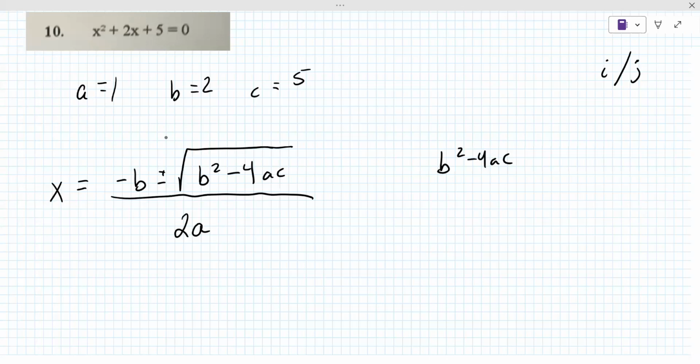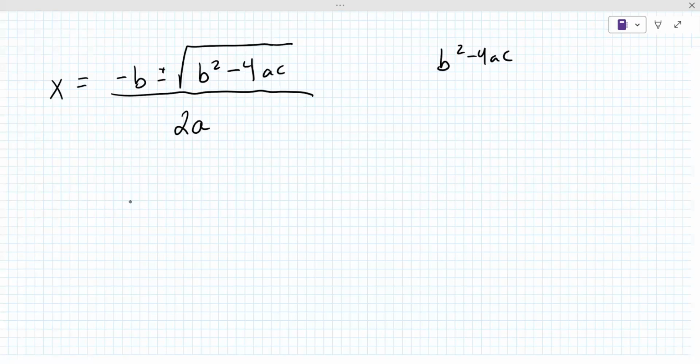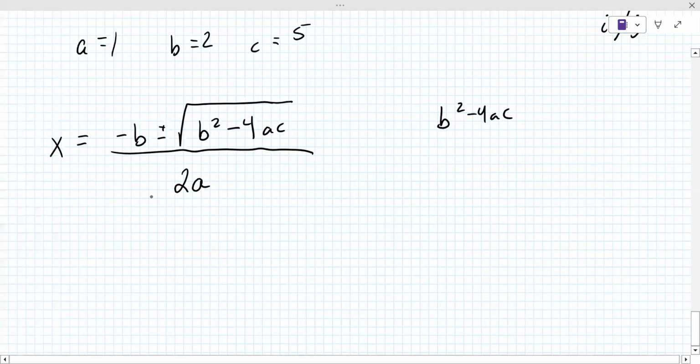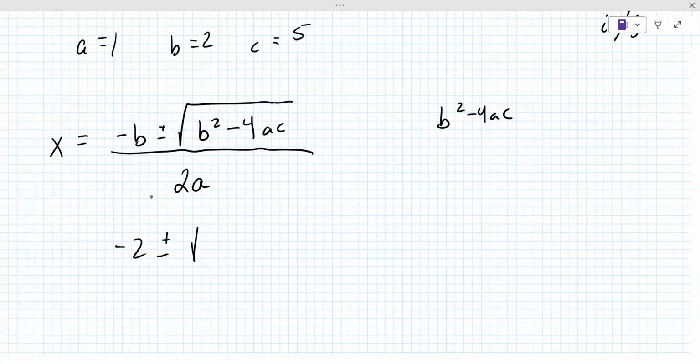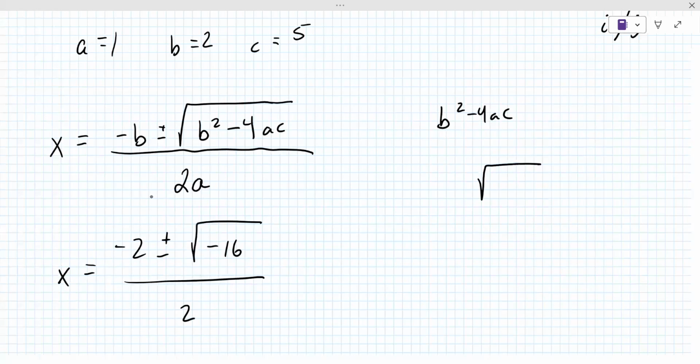Minus 16. Yes, minus 16. This is the first time we've seen that today, and it can be a little bit shocking when you have something totally different here. So we've got the square root of negative 16. Now, if it were just the square root of 16, we would know what to do. But it's not.